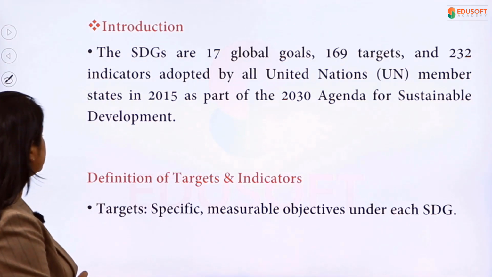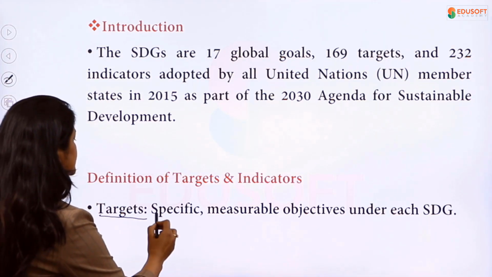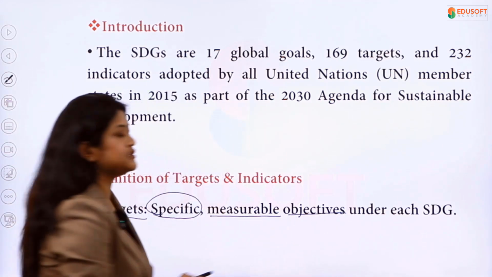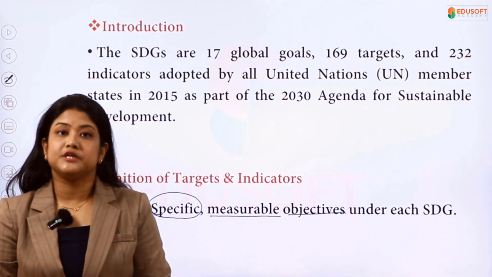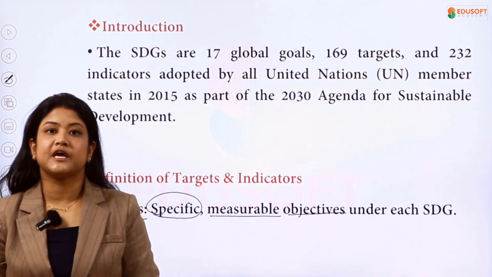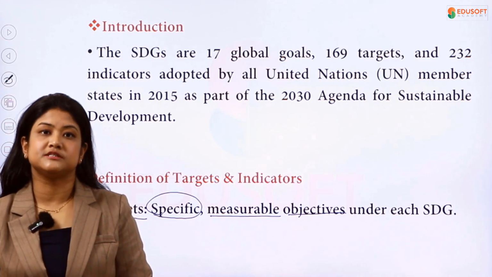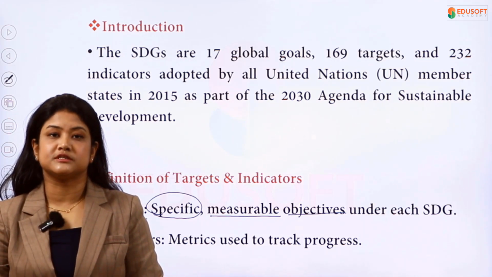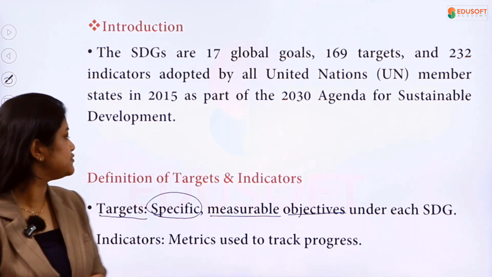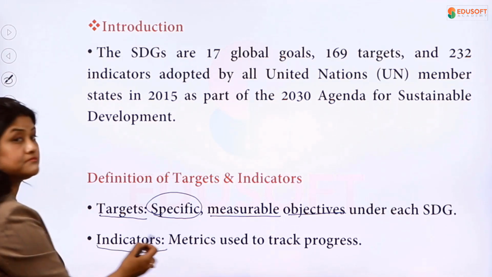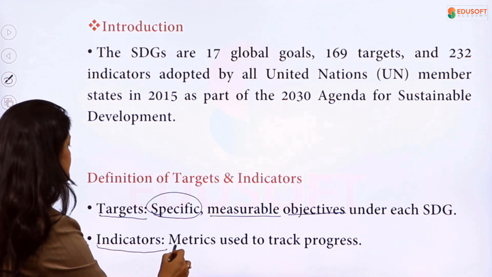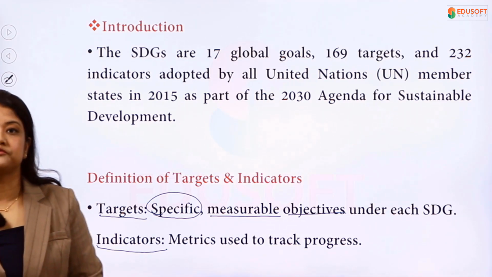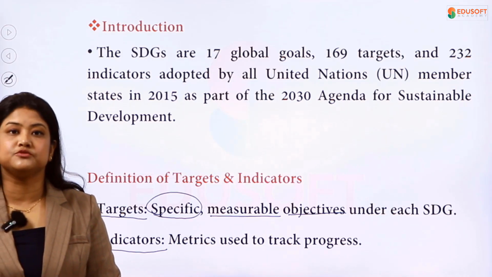Targets are specific, measurable objectives under each SDG. That is, under each Sustainable Development Goal, there are specific and measurable objectives which we call targets. Another thing we have under the global goals is indicators. Indicators are those metrics which are used to track progress, as I've shown here on the screen.